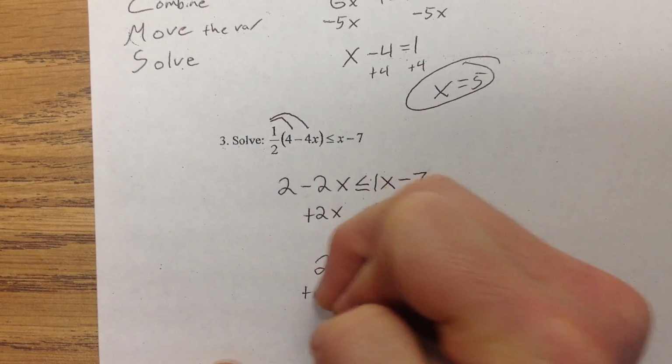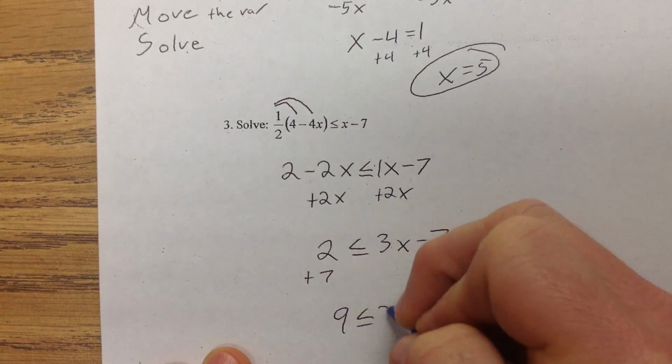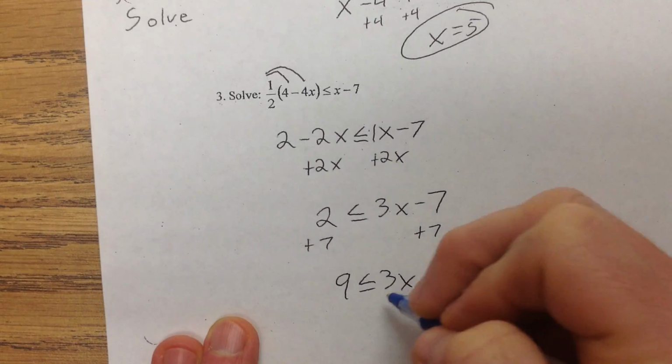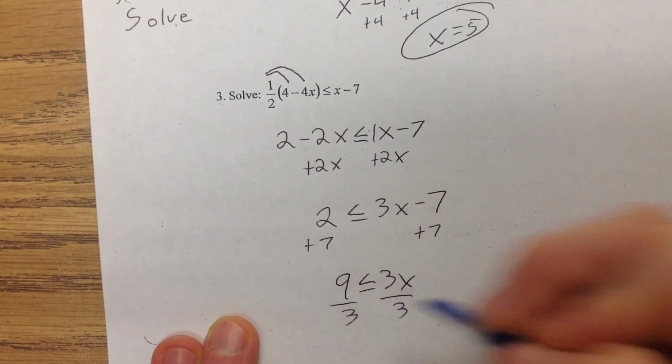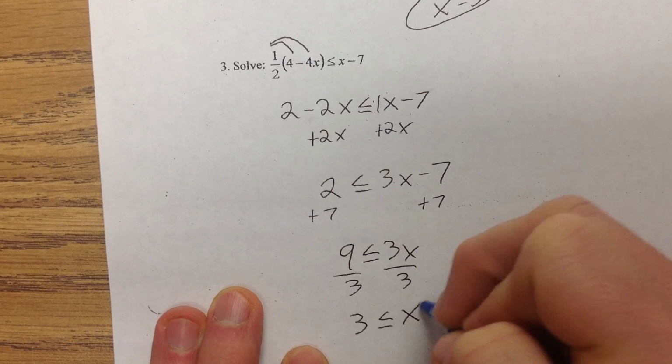Add 7 to both sides. We get 9 is less than or equal to 3x. Divide by 3, divide by 3. We get 3 is less than or equal to x.